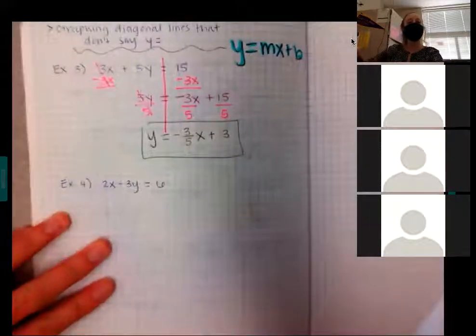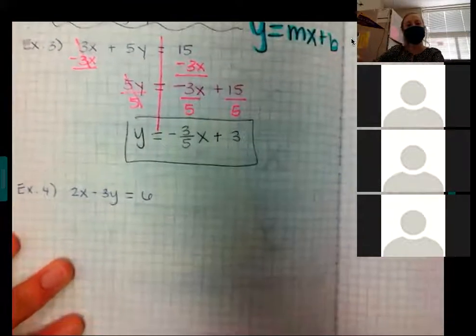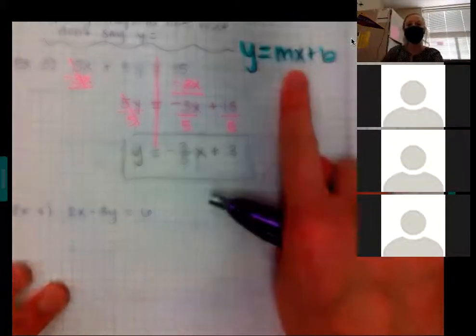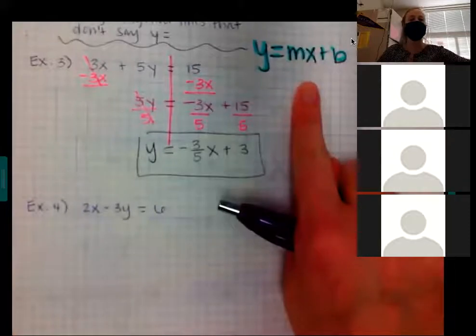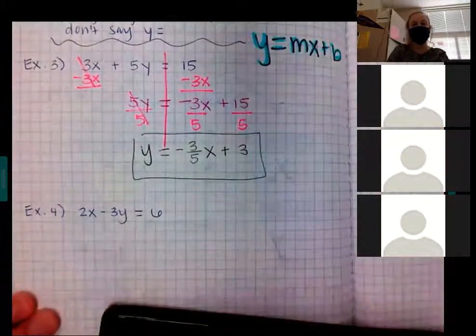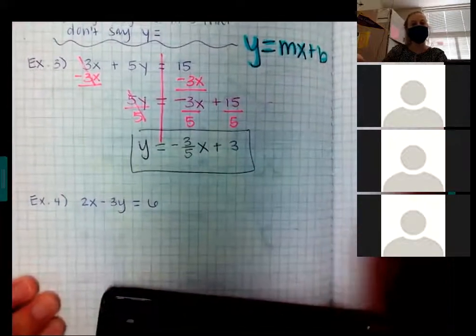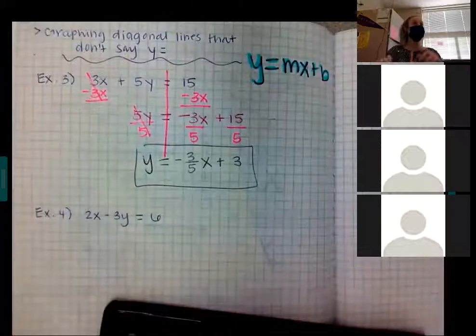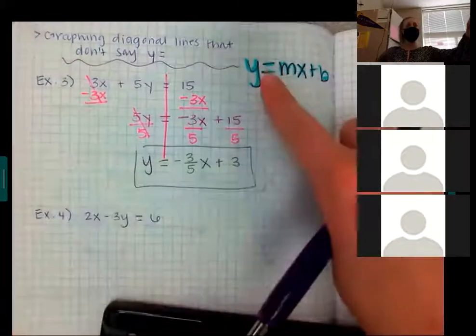So I need y'all to graph 2x minus 3y equals 6, and we can't do that yet because it doesn't look like y equals mx plus b. So before I turn y'all loose, what are we going to have to do first? Put a wall and solve for y.